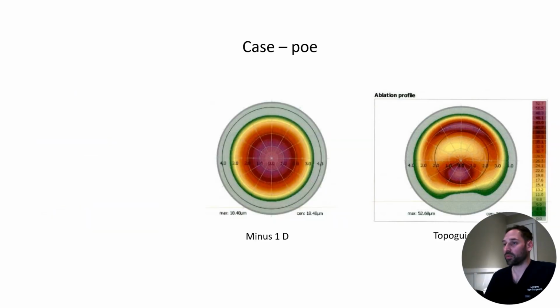This is very different than just treating a -1 would be. A -1 has a very even distribution. It's very symmetric in all directions, whereas a topography guided treatment is not. It's very asymmetric in order to correct the asymmetry that's in the cornea.